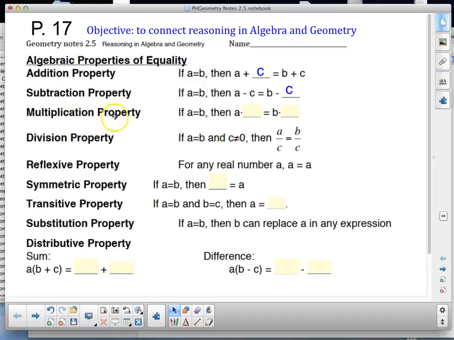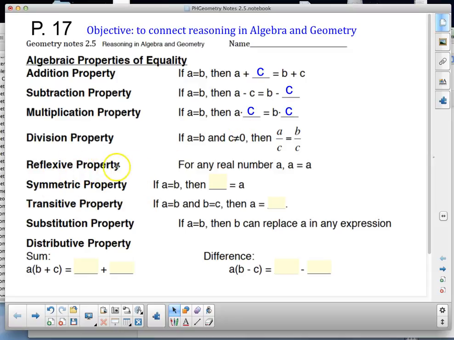So here, what am I doing? I'm going to take A equals B, and then I'm going to multiply both sides by the same thing, and that is the multiplication property. In the division property, I'm going to divide both sides by the same thing. Remember, I can't divide by 0. That's why I have that restriction that C cannot be 0.